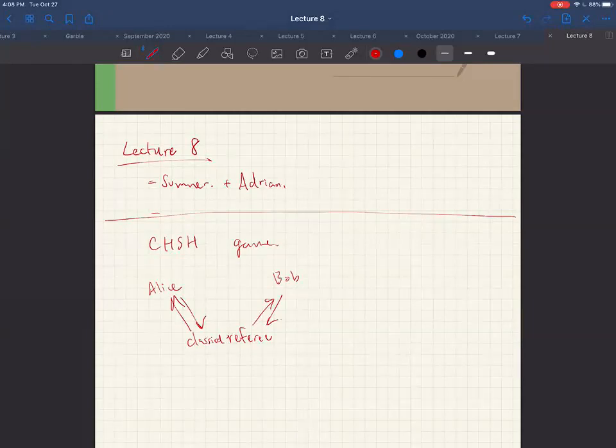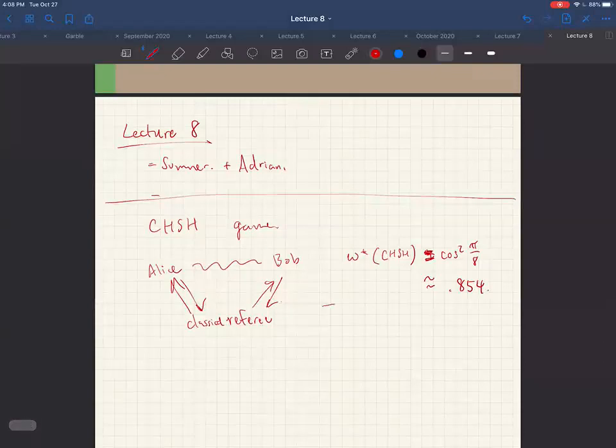And this game has quantum advantage, meaning that using quantum entanglement, Alice and Bob can win this game with a higher probability than what's allowed classically. So the quantum value of this game, which is denoted by omega star of CHSH, is cosine squared pi over 8. Well, it's exactly equal to it. And this is 0.854. So we saw that based on Tsirelson's bound, this is the optimal quantum value. Like, no quantum strategy can do better than this. Okay, so that's what Tsirelson's bound proves.